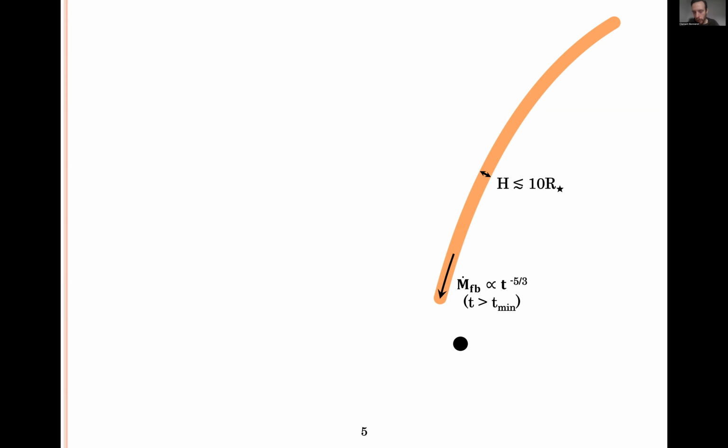However, also until that point, there hasn't been any significant electromagnetic radiation to be detected. In fact, most of this radiation will come later on when this gas falls back towards the black hole and forms an accretion disk, which will emit the radiation we can detect. However, this later evolution, the return of the stream and the formation of an accretion disk, is much less understood and will be the main topic of this talk.